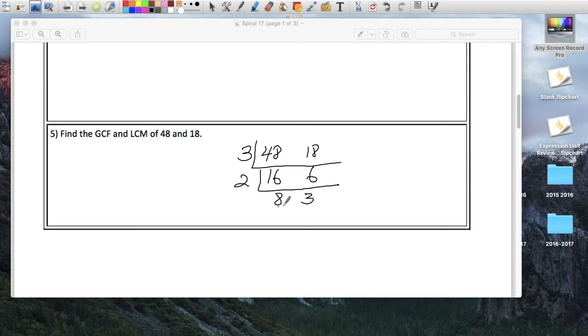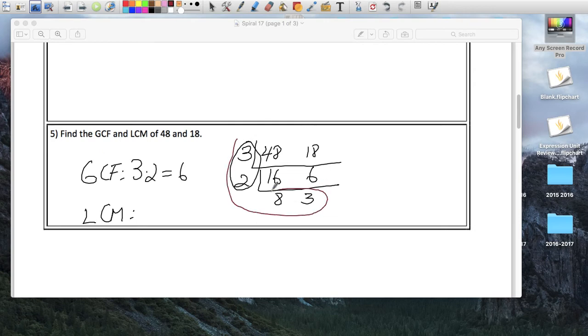Because I can't go on, nothing goes into 8 and 3. So the GCF is the product of these two numbers, 3 and 2. So you get 3 times 2. So the GCF is 6. The LCM is a little bit different. The LCM is a product of, and I'm going to change colors, it forms an L now, so it's going to be the numbers on the side and the numbers on the bottom. So it's 3 times 2 times 8 times 3. 3 times 2 is 6, and you get 24 times 6, 144. So the LCM is 144. Okay.